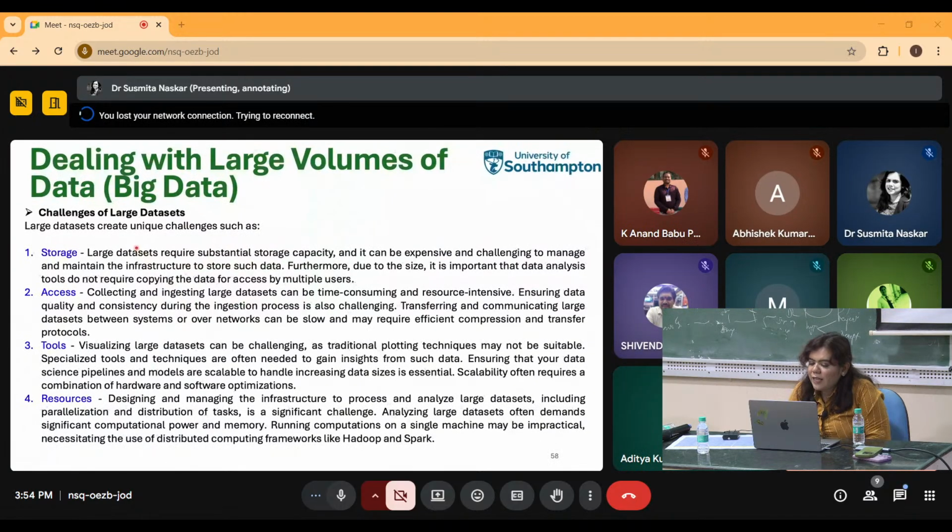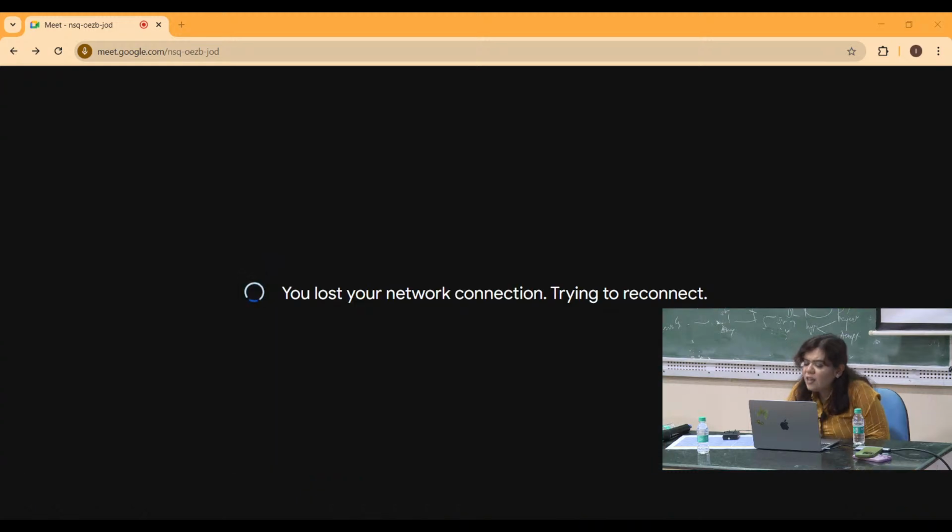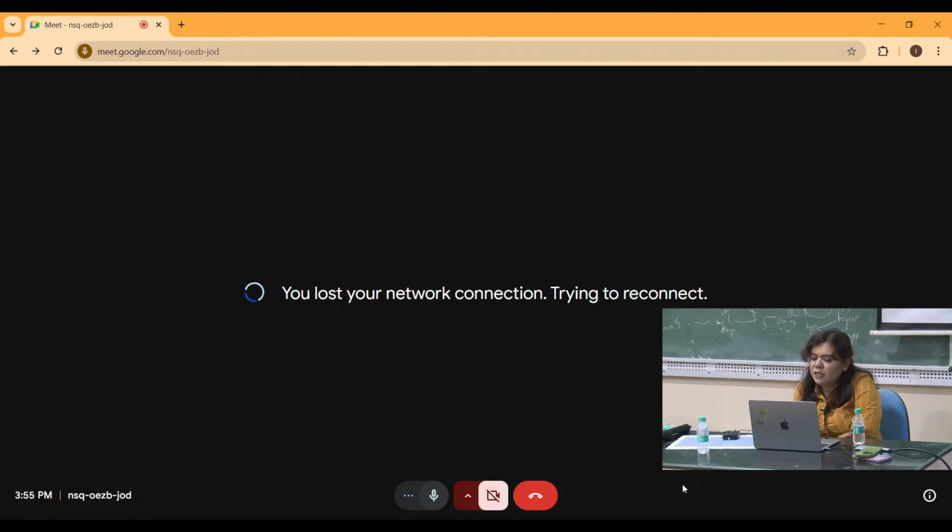And then the tools. Traditional plotting and analysis tools are often not suitable for big data. We cannot use the normal ones. Specialized and scalable tools are needed, and the data needs to be visualized and extracted using a combination of hardware optimization as well as advanced software techniques. Without the software techniques and hardware, just with traditional or manual plotting tools, we cannot analyze this data.